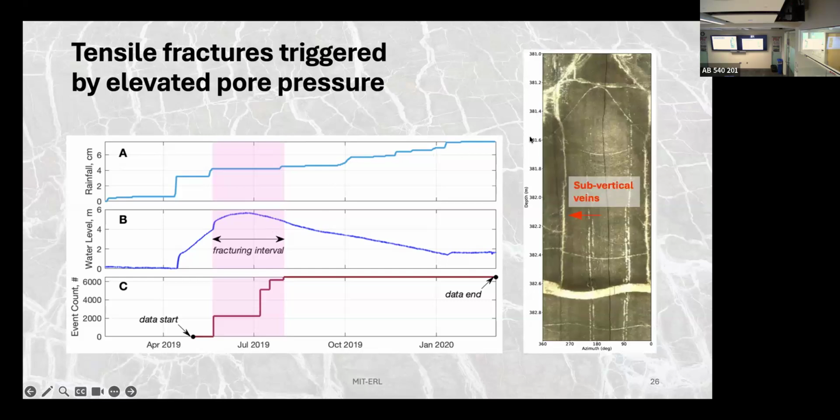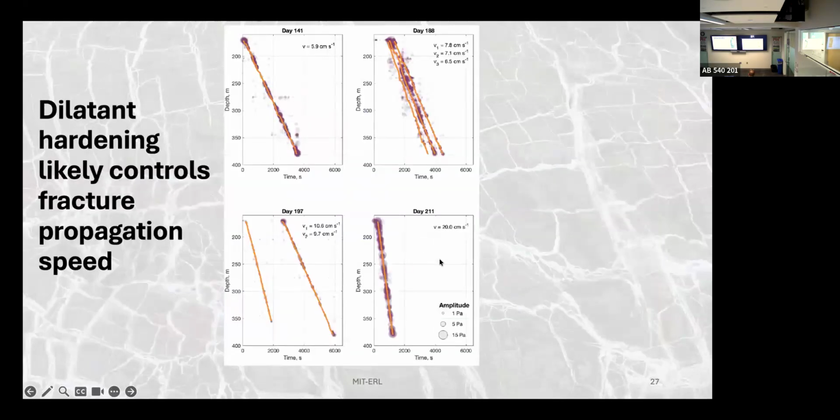And another evidence we saw is that there are subvertical veins in these boreholes, which are probably filled with mostly serpentines and probably a little bit of carbonates. And those veins are probably where these fractures happened, and they provided the pathways for the fractures to propagate downward. And putting these 2 pieces of evidence together, we think that these fractures are probably tensile fractures that initiated near the top of the borehole and then propagated all the way down to the borehole bottom.